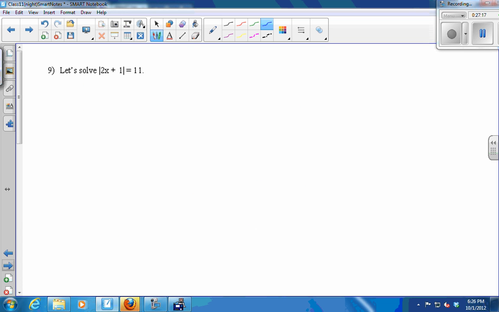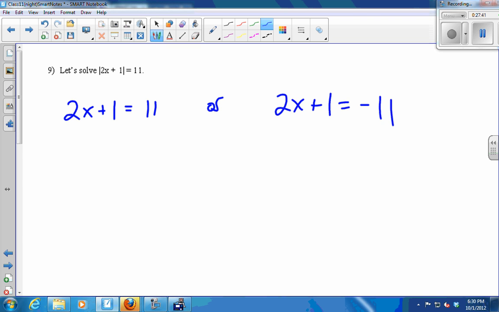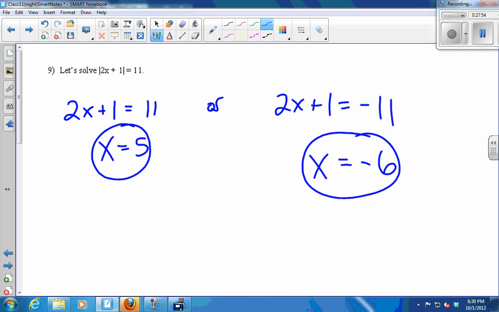So let's say I have another absolute value equation. The absolute value of 2x plus 1 equals 11. You guys solve this. Okay, so let's see what we came up with here. We have some stuff. The absolute value of some stuff equals a number. So either your stuff equals 11 or your stuff equals -11. Two equations go with every absolute value. So this one ends up with x equals 5. And this one ends up with x equals -6. Check them both.